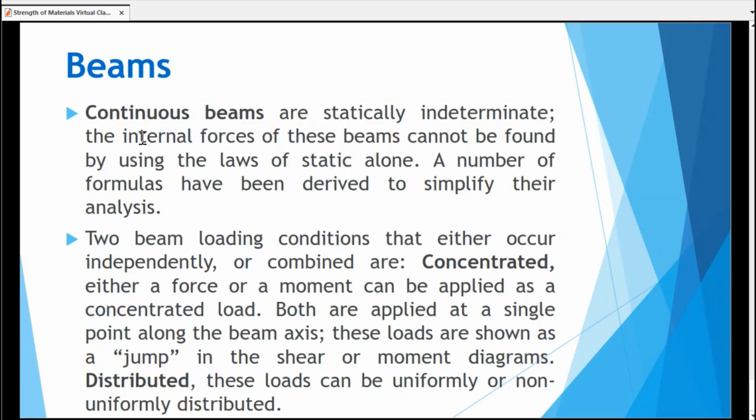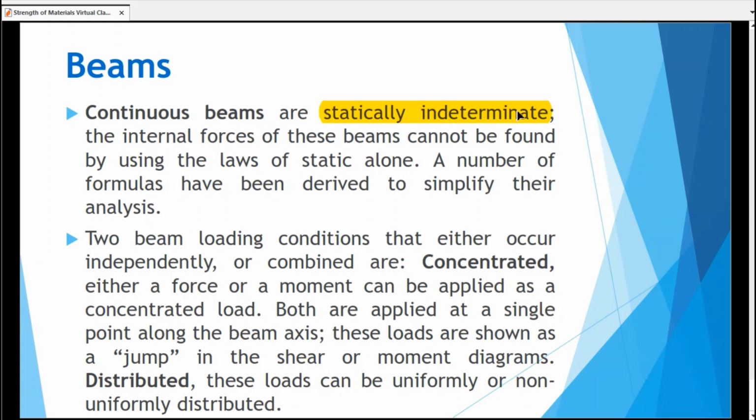Now, we have continuous beams. This is different. They're statically indeterminate. That means that we cannot calculate the reactions of these types of beams utilizing Newton's laws. We need something else. So let's read again this part.